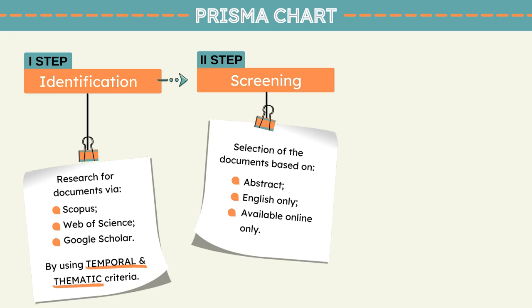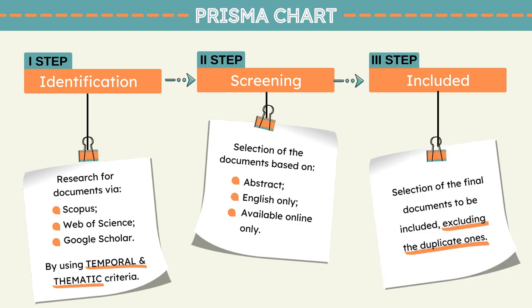The second step was the screening of the documents based on the reading of the abstract, in the case of journal articles, or based on the reading of the brief introduction, in the case of other kind of documents. At this point, the documents in English, as well as those available online, have been included in the review, obtaining in this way a list of candidate papers. The last step was the included step based on the reading of the full text and leading to the selection of the final documents to be considered in the review.